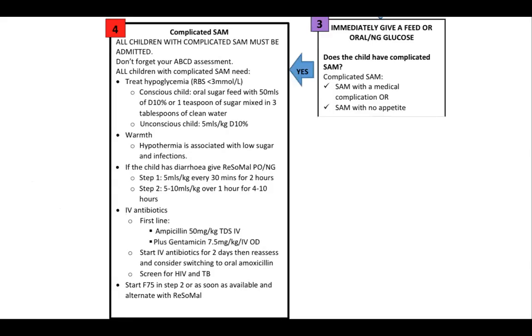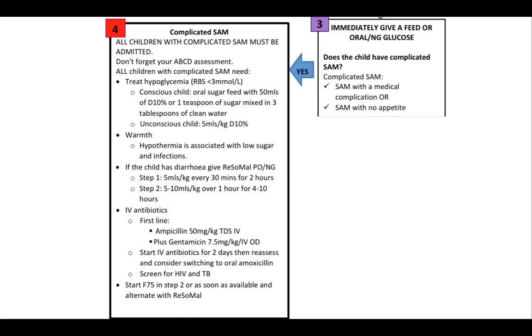So let's say if the same patient is having medical complication and or no appetite, this kind of patient needs to be admitted for inpatient treatment. So first thing, don't forget your ABCD assessment, and then treat hypoglycemia, and then keep the patient warm because hypothermia is associated with low sugar and infection. If the patient has diarrhea, give Rizoma, rehydration solution of malnutrition.